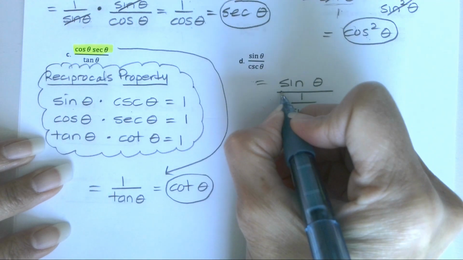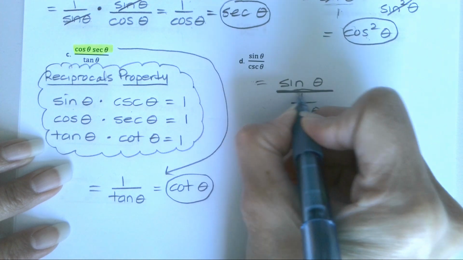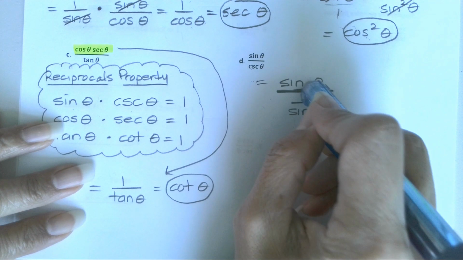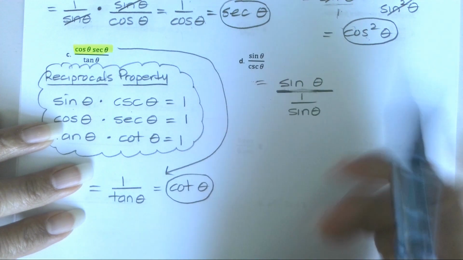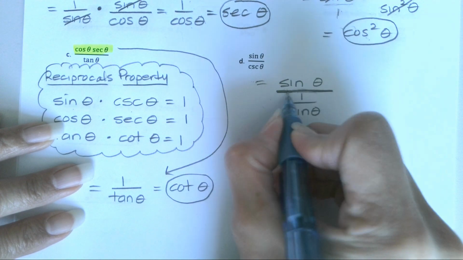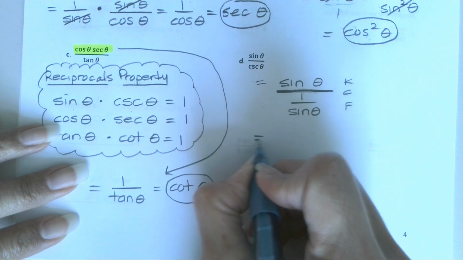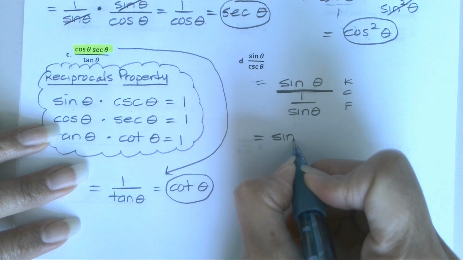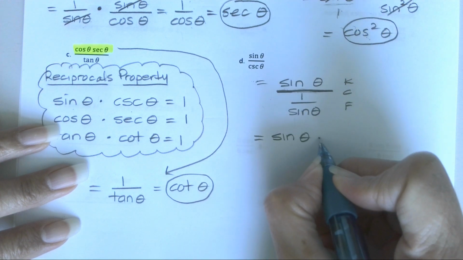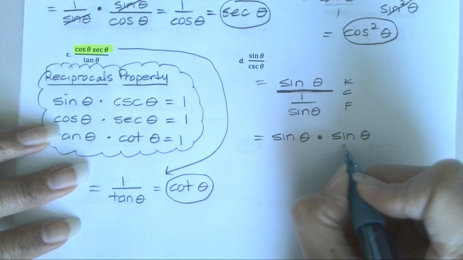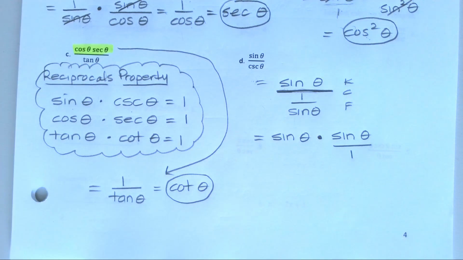So here we go, we have another stack fraction, oof. So there's my sine divided by 1 over sine. So when I have more than one division bar, I have a stack fraction. So I'm going to keep, change, flip. So I keep the sine theta. We never change it. We change it to multiplication, and then we are going to flip. Okay.